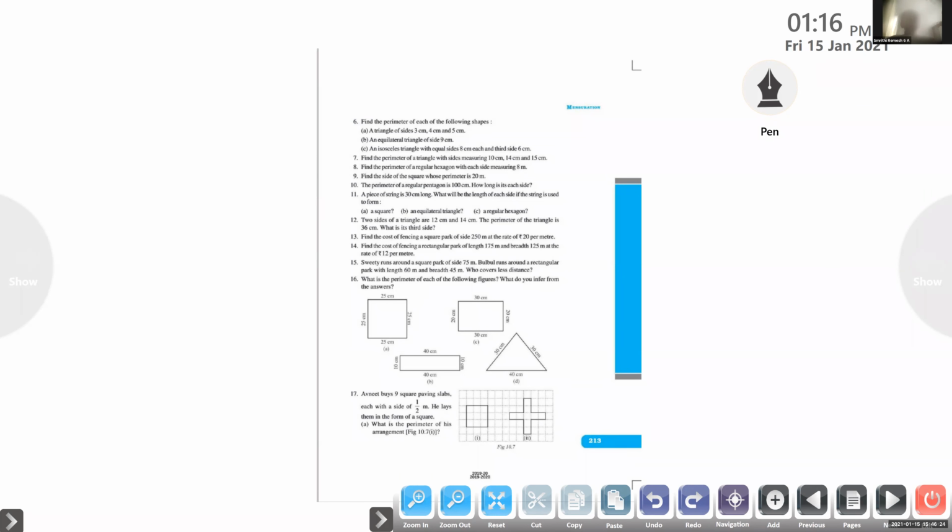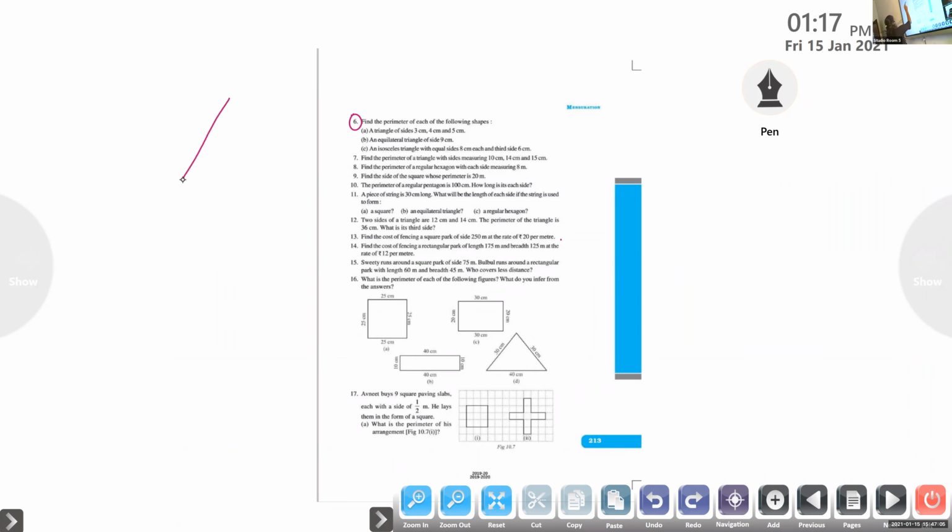Find the perimeter of each of the following shapes. The first shape is a triangle with sides 3, 4, and 5. It is not an equilateral triangle; the sides are different. How will you find the perimeter? We have to add 3 plus 4 plus 5. The answer is 12 centimeters. So will you do it as homework? Yes, ma'am.